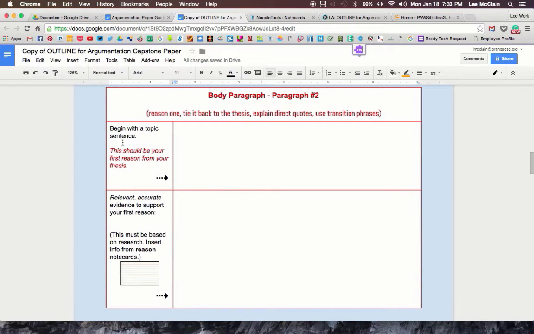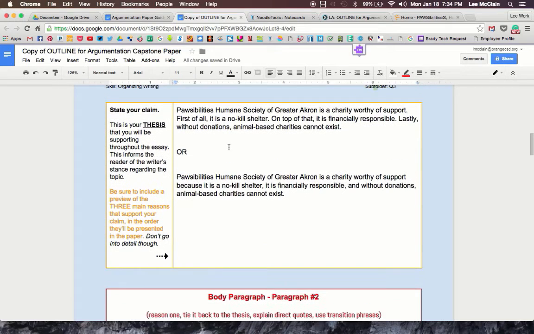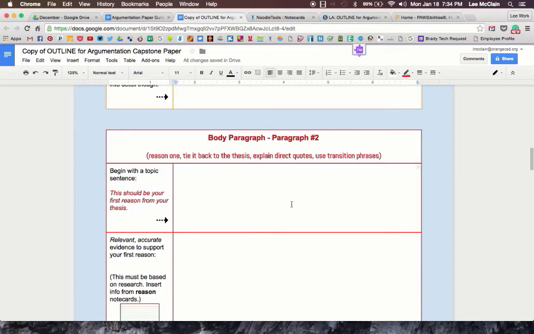Okay, so I need to begin with a topic sentence. This should be your first reason from your thesis. A topic sentence could go a variety of ways, so what I'm showing you, you might do totally differently. The one thing I need to remember is that the first sentence of my second paragraph is coming right after this. So if I have just said, Possibility is a charity worthy of support, first of all, it is a no-kill shelter, I don't want my first sentence to be, first of all, it is a no-kill shelter. That's like the last thing my readers just read. So I need it to be worded differently.